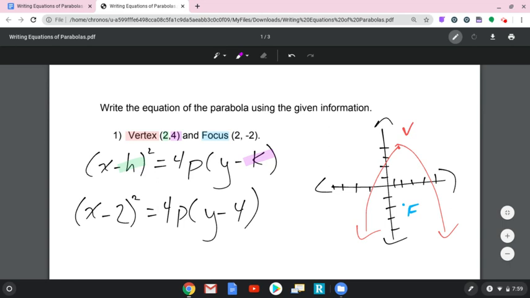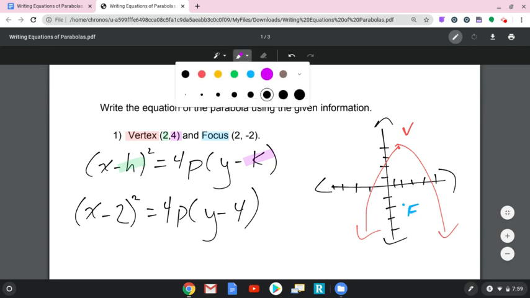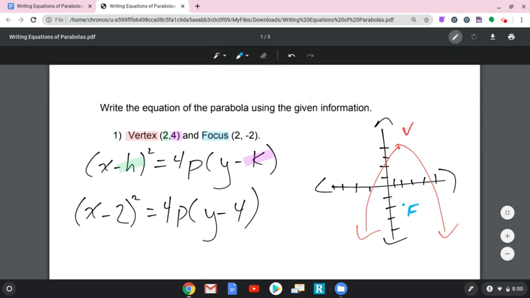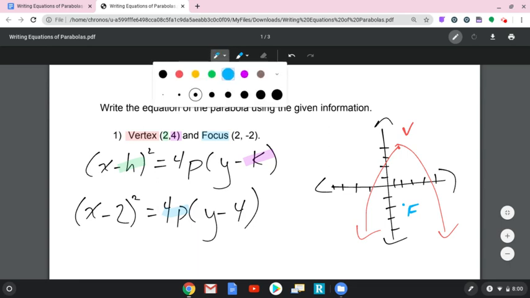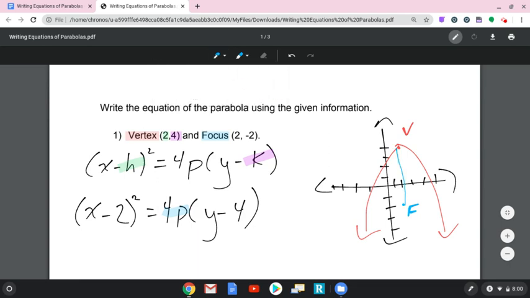Now the only thing I really have left to find is what p is. How am I going to figure that out? I need to know 4p. Remember, p represents the distance between the vertex and the focus. So I need to look at that distance. If you count the distance between the vertex and the focus, it's 1, 2, 3, 4, 5, 6. So p is 6. But whether p is positive or negative determines if it opens down or up. Since this opens down, I know that p has to be negative.